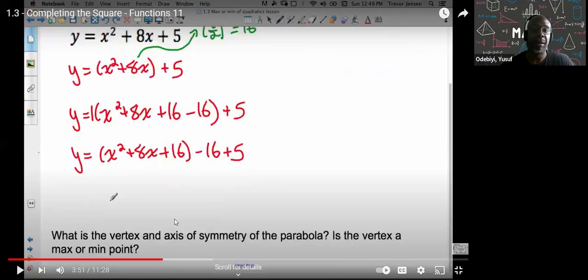And that's what you have on the next line. You can see there, right? So x squared plus 8x plus 16, and outside, -16 plus 5. So you're going to simplify the outsides. -16 plus 5 is going to be -11. Now inside the bracket, that looks like a perfect square, right?